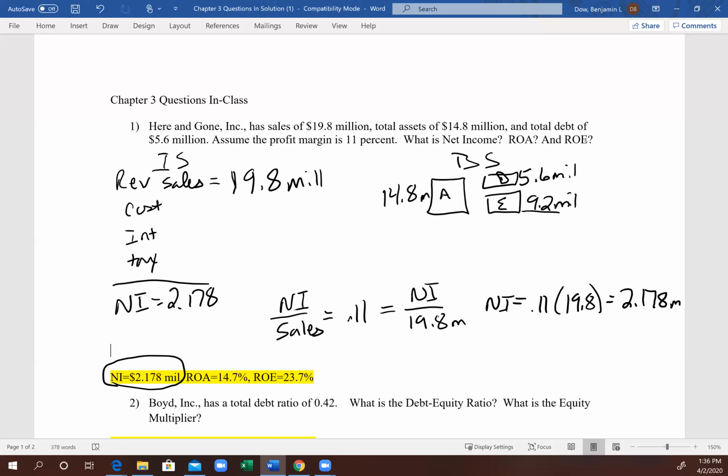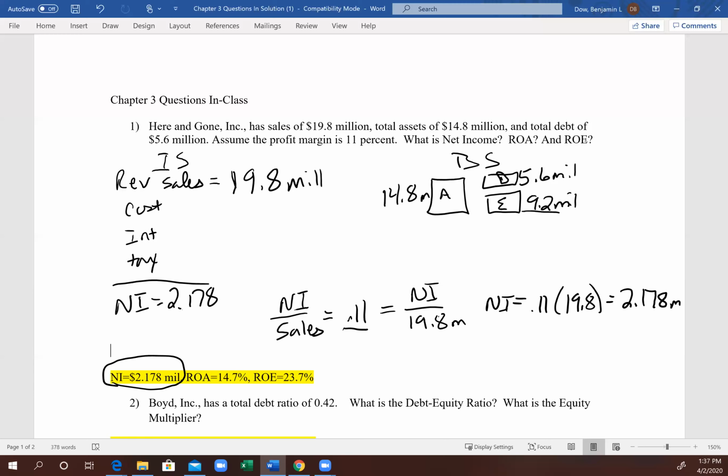So we found net income because we knew the profit margin, meaning out of the 19.8 million, they've got cost, interest, and taxes, but 11% of the revenue ends up as net income. That's what the net profit margin tells us. Out of every dollar of sales, they'll have 11 cents of net income, which means they've got 89 cents of costs.